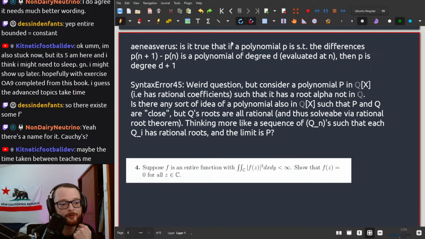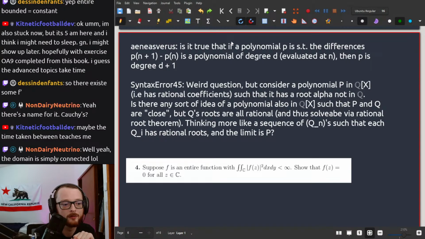Is it like a Green's theorem? Entire and bounded equals constant. So there exists some f prime. Yeah, it is. So, yeah. It's not like one step like I was thinking though. It's maybe two or three, but I think the idea is that it just is going to come down to Cauchy's theorem.